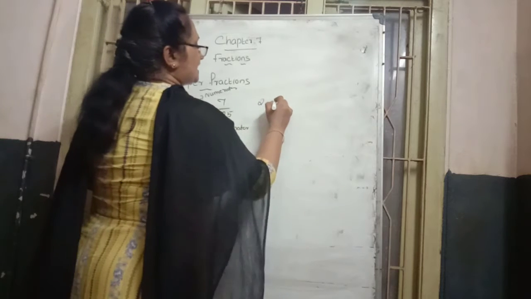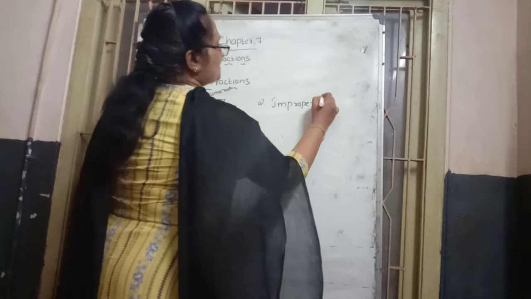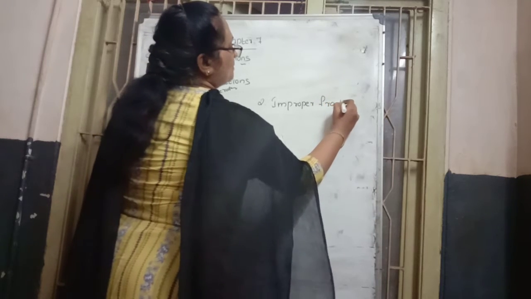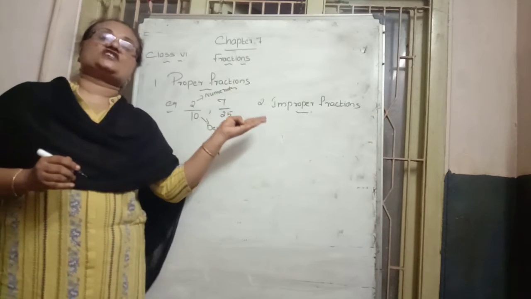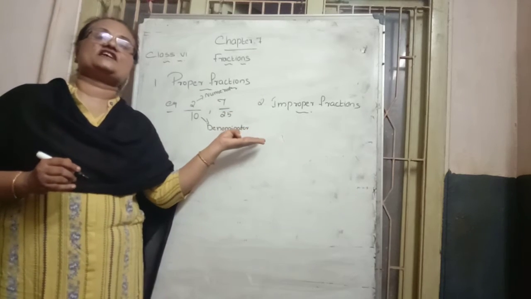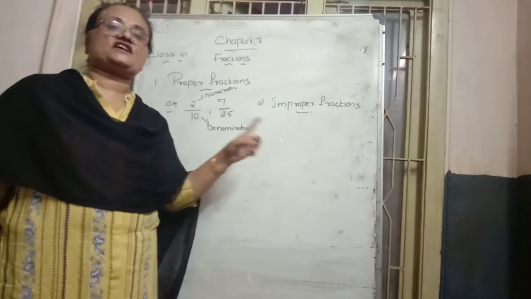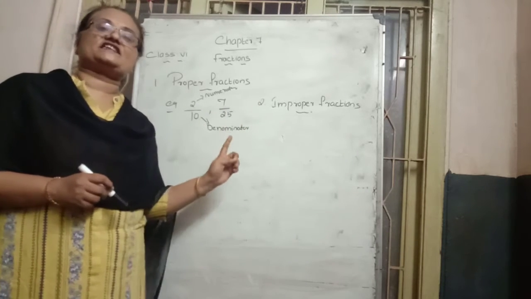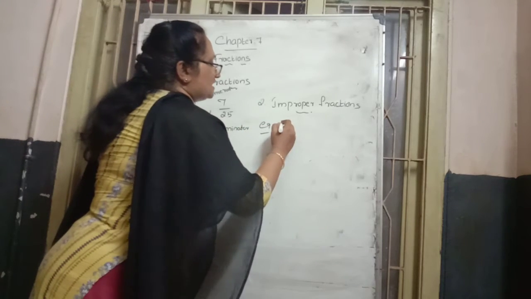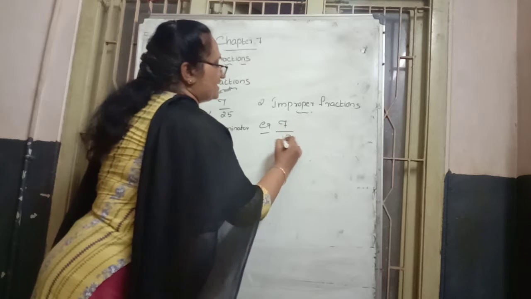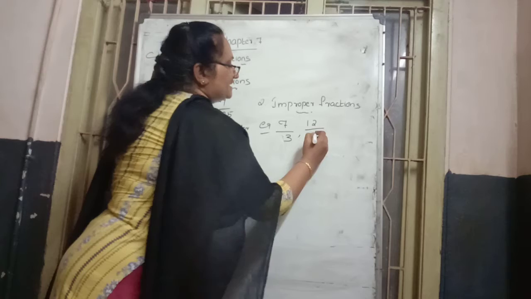The second fraction is named improper fraction, not proper. That's why we call it an improper fraction. Improper fractions mean the numerator is greater than the denominator. We call it an improper fraction. Example, 7 by 3. Another example, 12 by 8, like this.